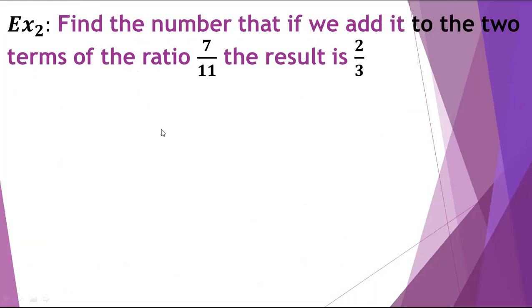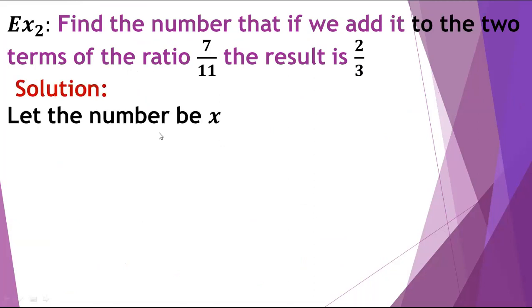Find the number that, if we add it to the two terms of the ratio 7 over 11, the result is going to be 2 over 3. What should I do? Let this number be x. If we add x to each term of this ratio, the result is going to be 2 over 3. That means 7 plus x over 11 plus x equals 2 over 3.